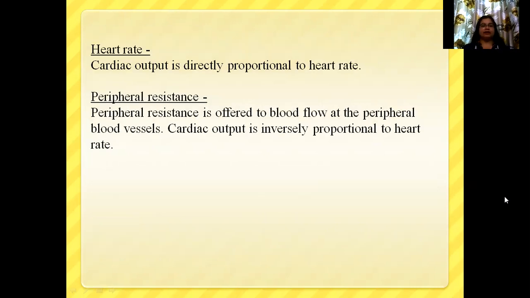Next is heart rate. Cardiac output is directly proportional to heart rate. Peripheral resistance is offered to blood flow at the peripheral blood vessels. Cardiac output is inversely proportional to heart rate.